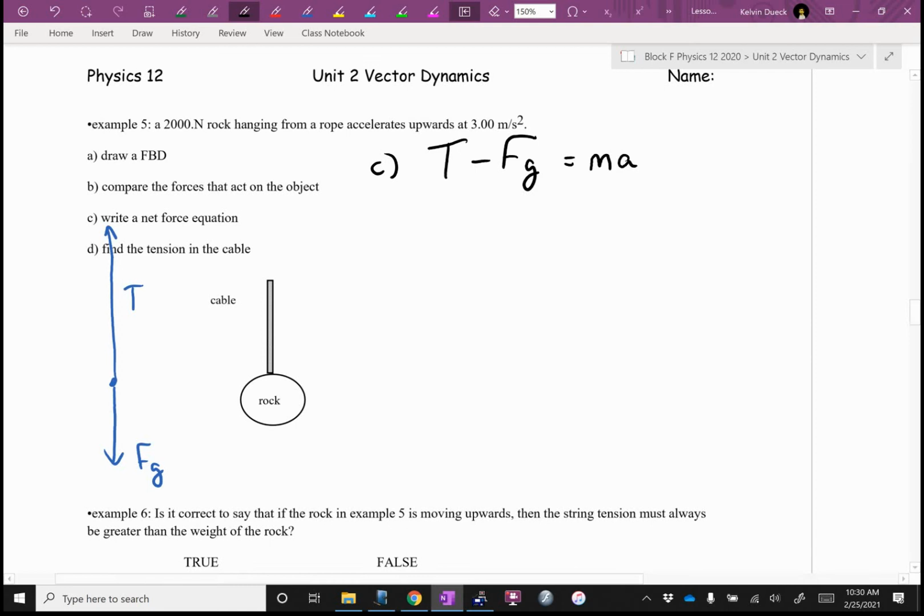Then D. What do they want me to find? How would I get the T by itself? Plus the FG over. For part D, here's my tension equation. Tension equals the force of gravity plus MA. Or MA plus the force of gravity. You're adding, so who cares what order you write it.